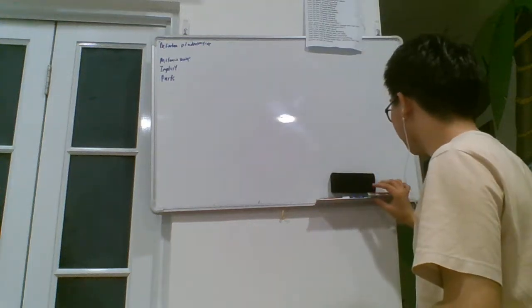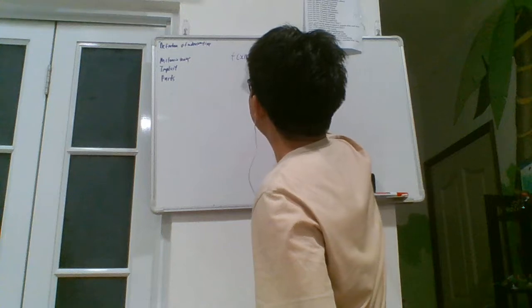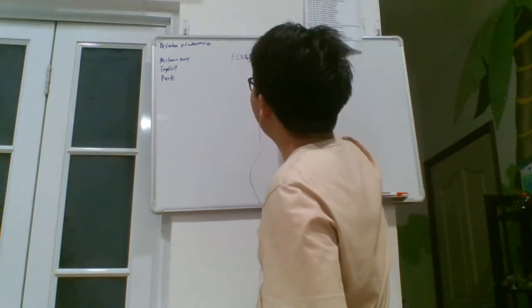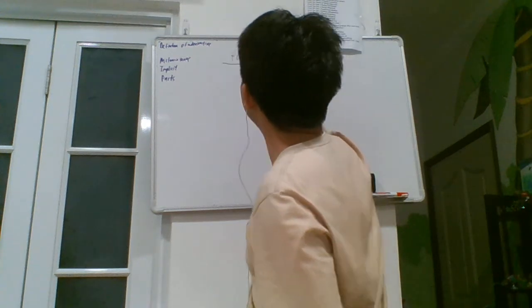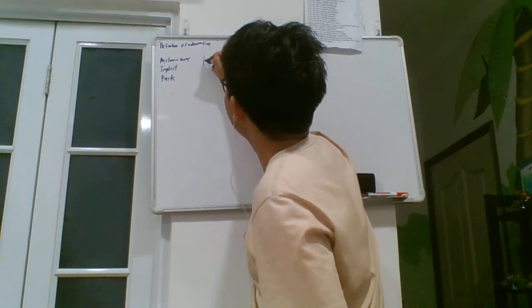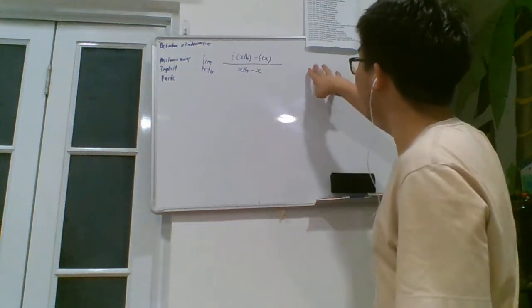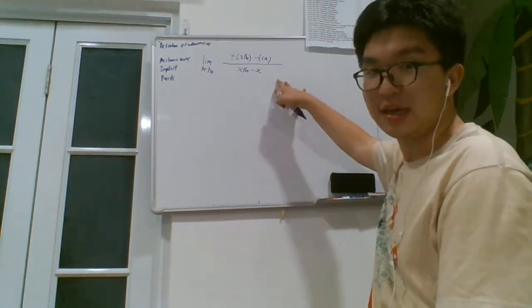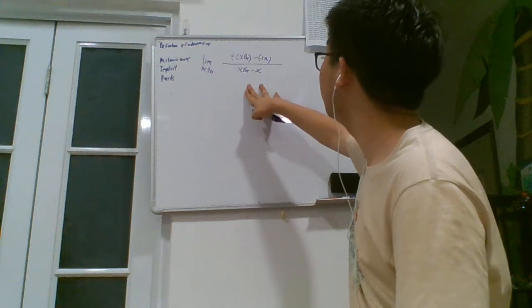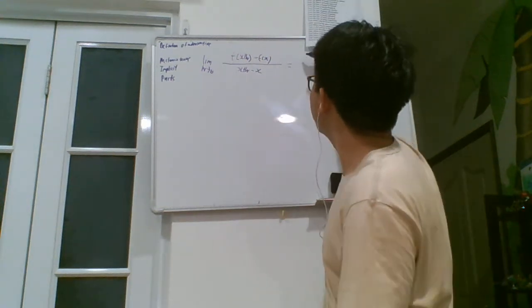Anyways, so using our y2 minus y1 just now, let's have f(x plus h) minus f(x) over x plus h minus x. And we have a limit as h approaches 0, because just now, pretend the h is a moving point, and it goes closer and closer until f(x plus h) becomes f(x). But here is where the problem starts.